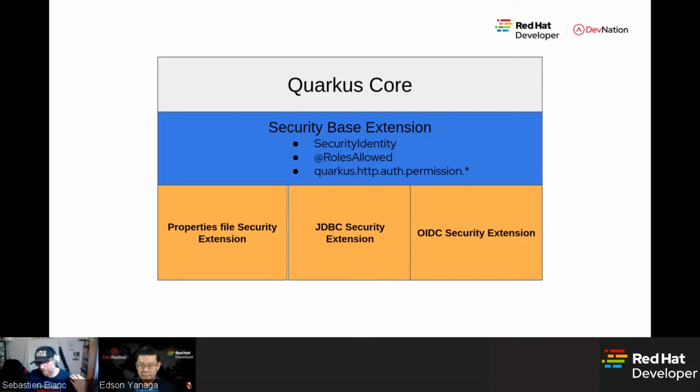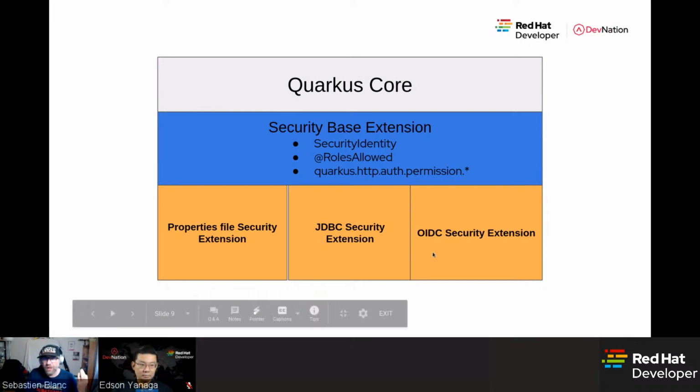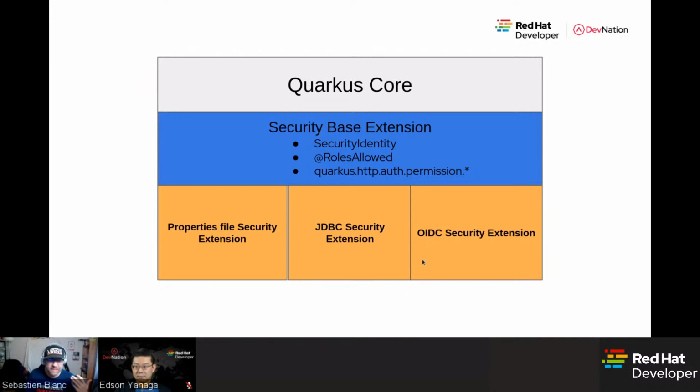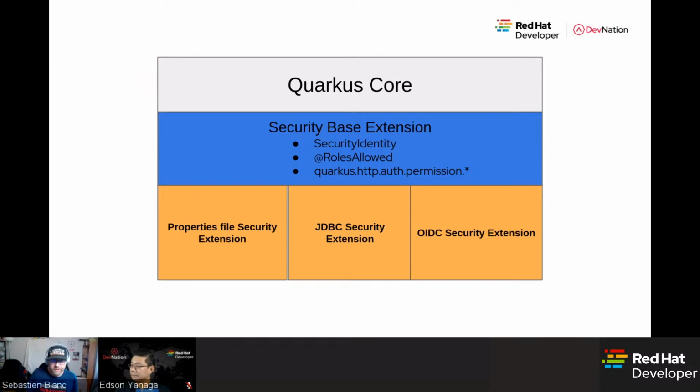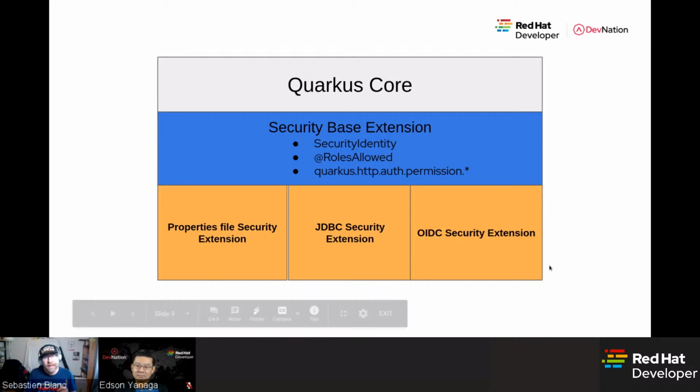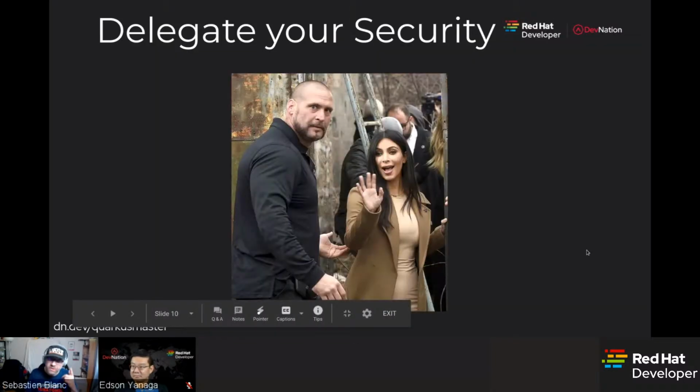Okay. The way to go is to delegate your security. And for this, you would like to go for the OIDC security extension. OIDC stands for OpenID Connect, which is a well-known protocol. And the idea is that you delegate the management of your users and your authentication flows to an external party that will handle that for you. And all you have to do is some small configuration inside your app, and all the rest is dealt with by this third party, okay?